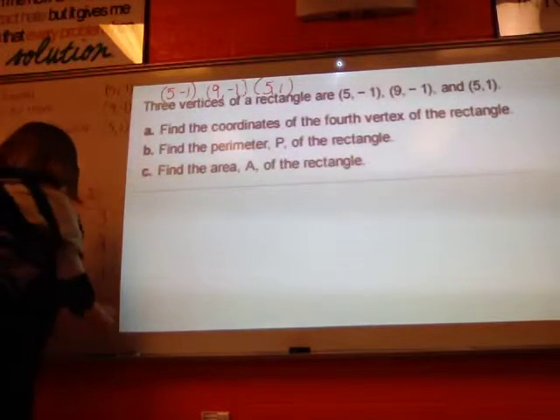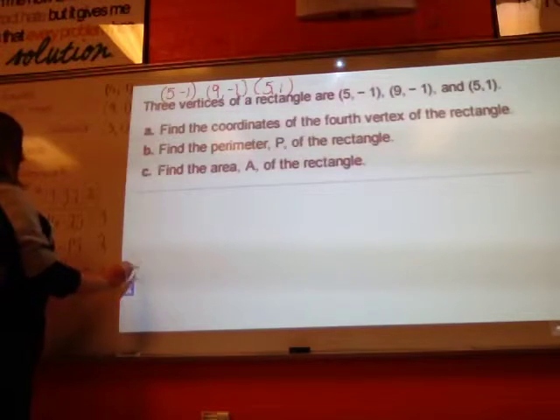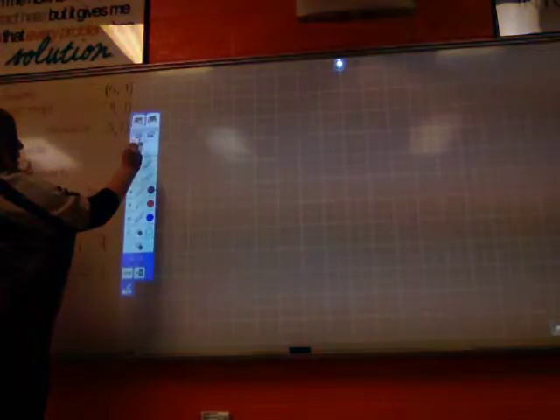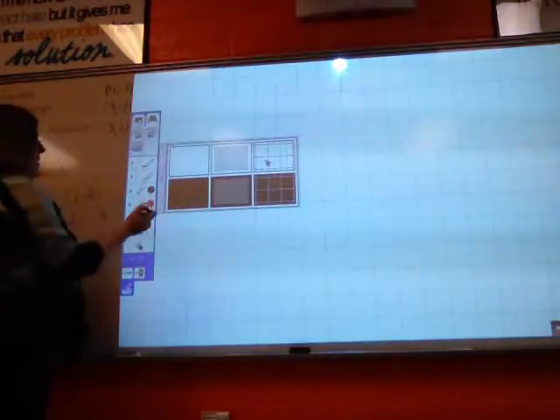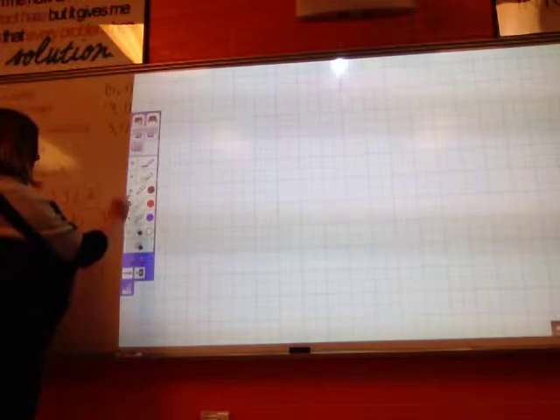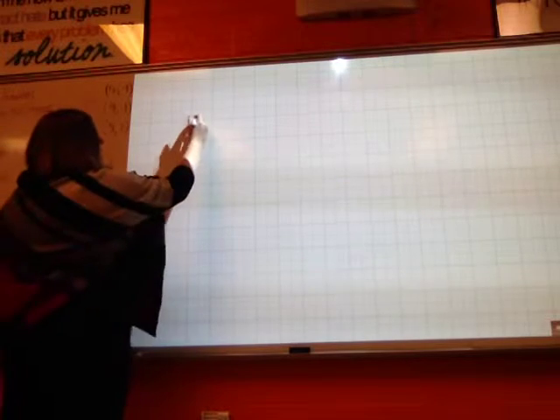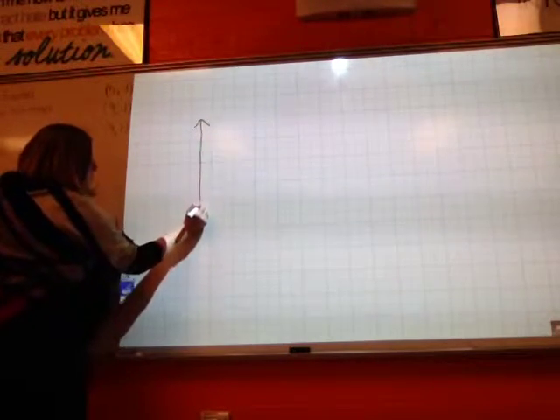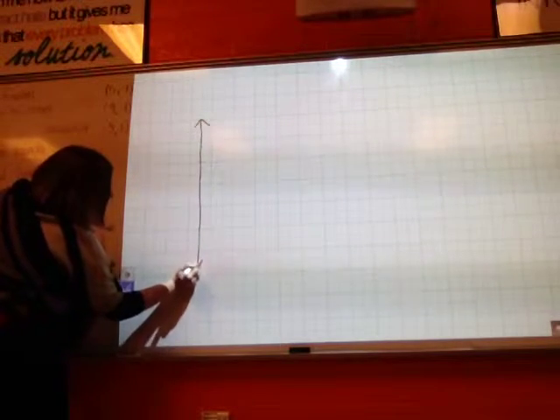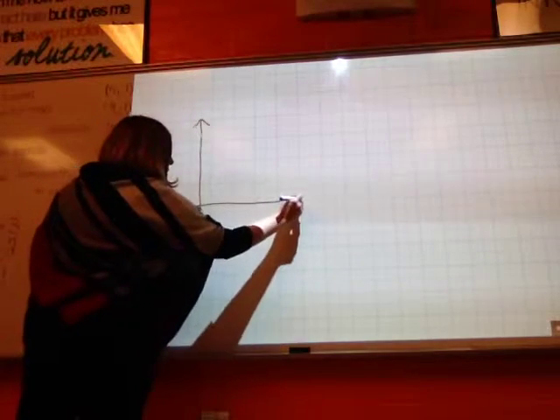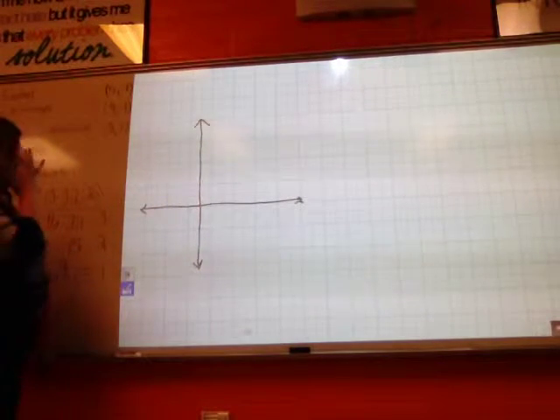Let's do white. It's easier to see. Okay, so I am going to plot these points, (5, -1). First, of course, I should probably make a coordinate plane. So here's going to be my coordinate plane. It would be nice if I could just hit a button and one would magically appear, but no such luck. All right, bear with the fact that those aren't perfect, but you get the point.